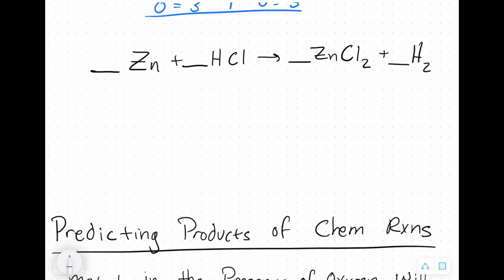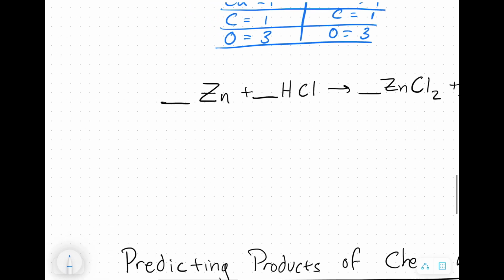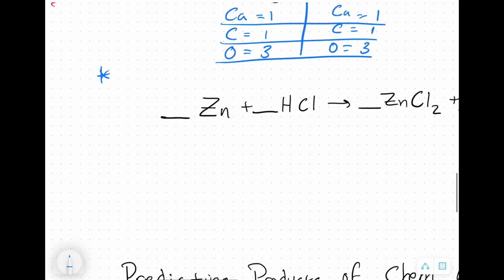So here I have zinc metal, and it's going to be reacting with hydrochloric acid, and it's going to form zinc chloride and hydrogen gas. This was your ideal gas lab.